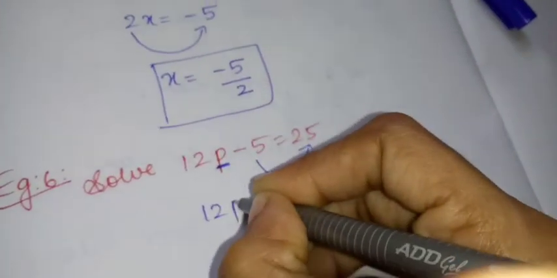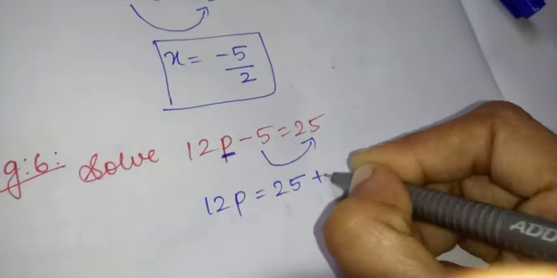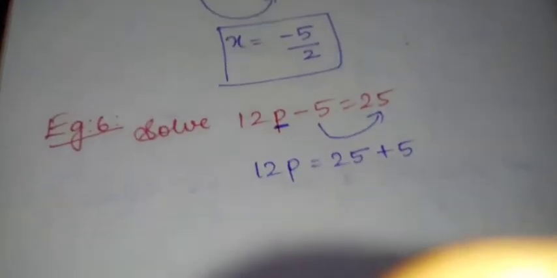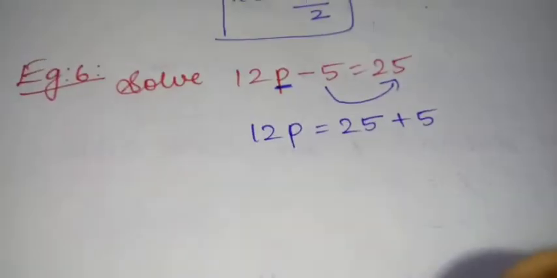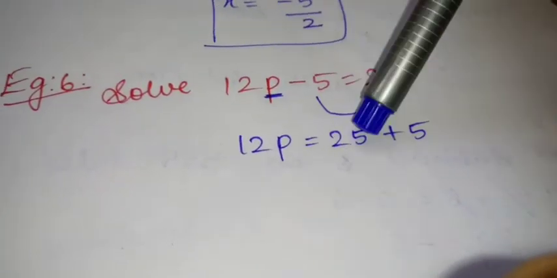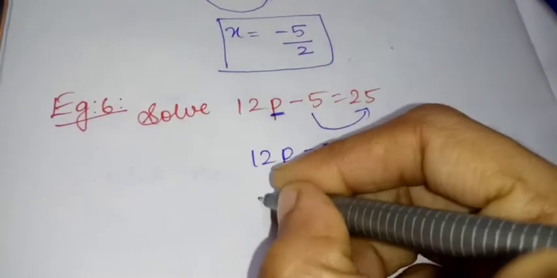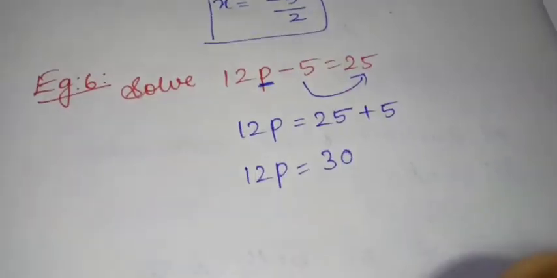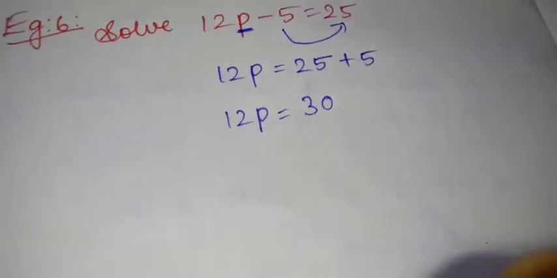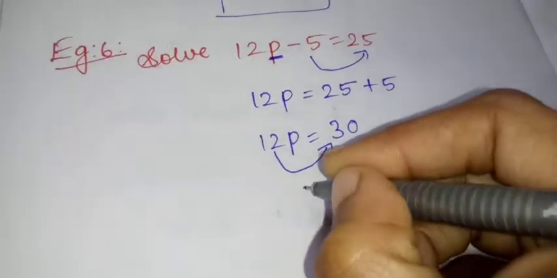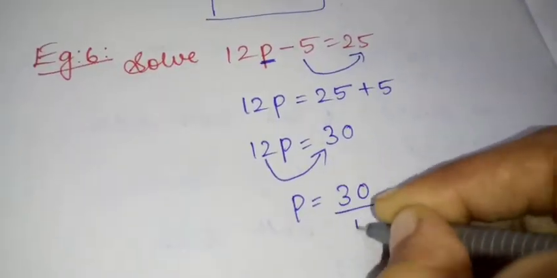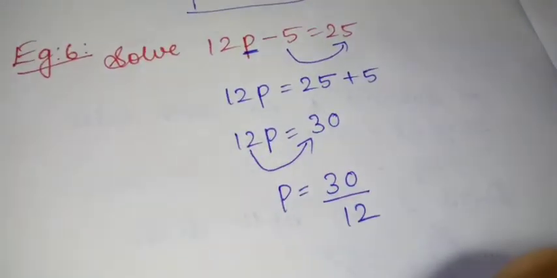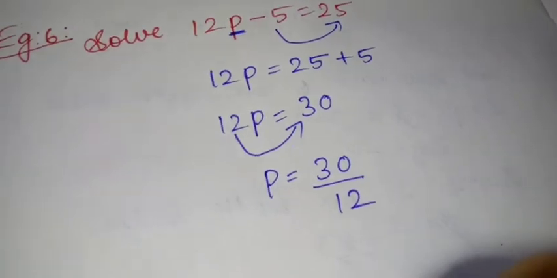So 12p is equal to 25 plus 5, because minus 5, if it goes that side, becomes plus 5. You should shift one by one. 12p is equal to 25 plus 5, which is 30. Is it? 25 plus 5 is 30. Next, I have to shift this 12. So p is equal to 30 divided by 12. Why? Because 12 is multiplied with p, so if it goes that side, it becomes division. So 30 divided by 12.